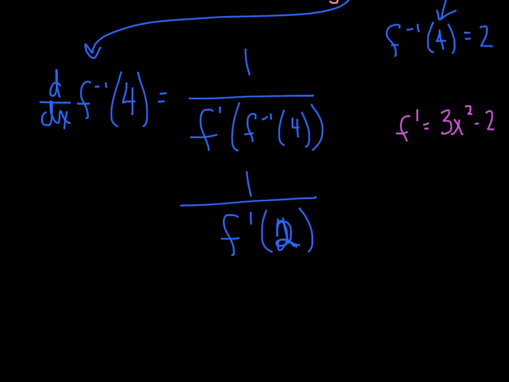And all we have to do is plug a 2 into that function now. And I would get 3 times 4 is 12, 12 minus 2, how about a 10? So the slope at x equals 4 on the f inverse function is going to be 1/10.